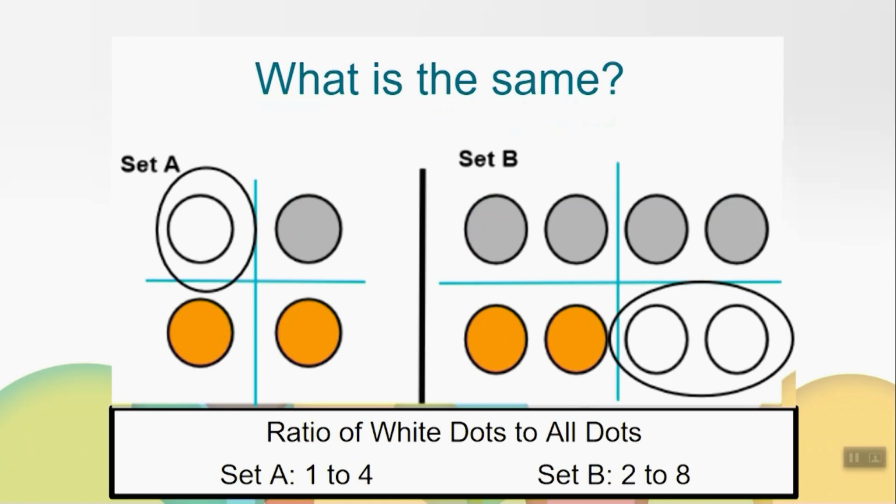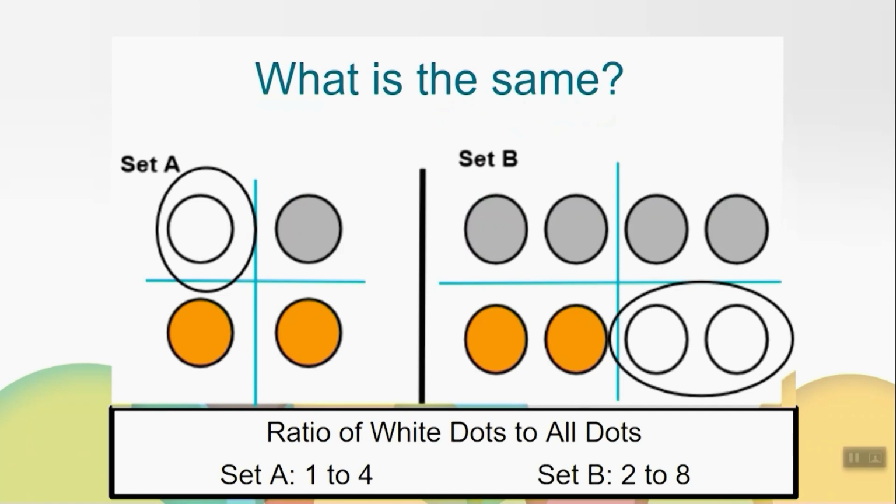If we split set B into 4 equal groups, the white dots will represent 1 out of 4 equal groups too. In both set A and set B, we can represent the number of white dots to the total number of dots as the ratio 1 to 4, or one group of white dots out of 4 groups of dots.